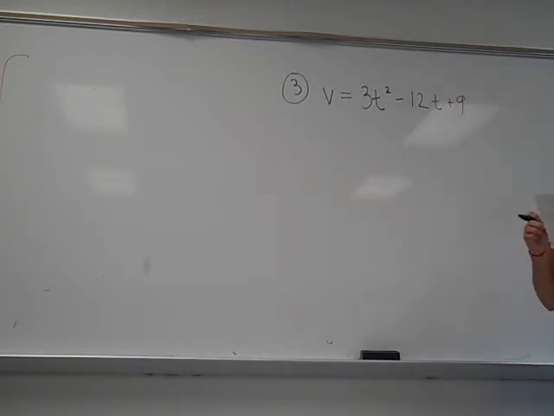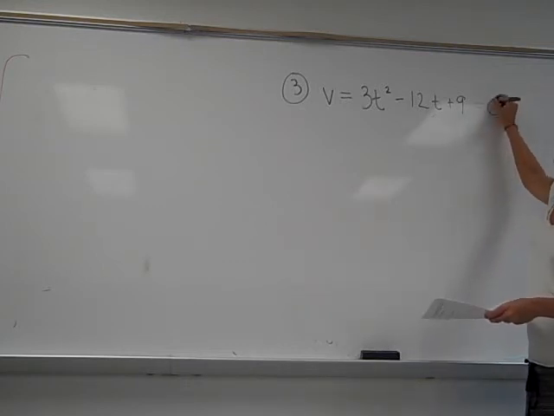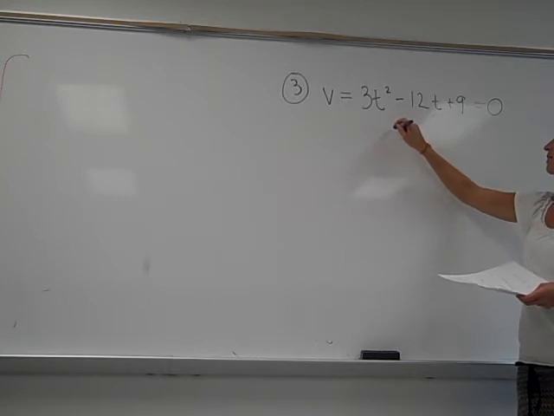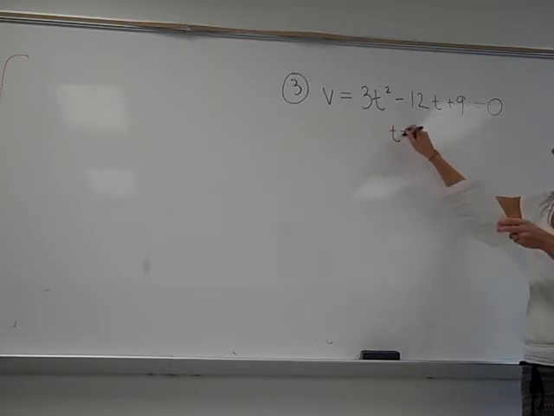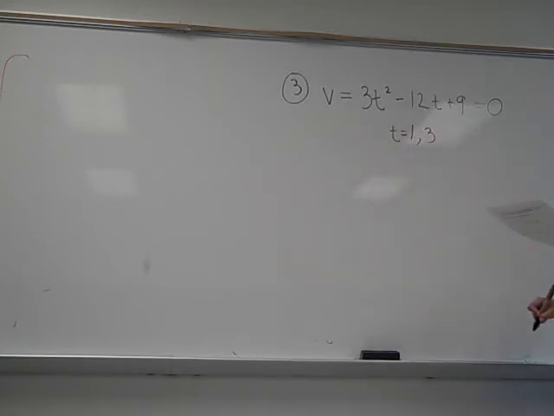And if I want to find acceleration each time the velocity is 0, what do I do with this? Set it equal to 0. Good. Set it equal to 0. Solve for t. This factored pretty easily. T turned out to be 1 and 3.